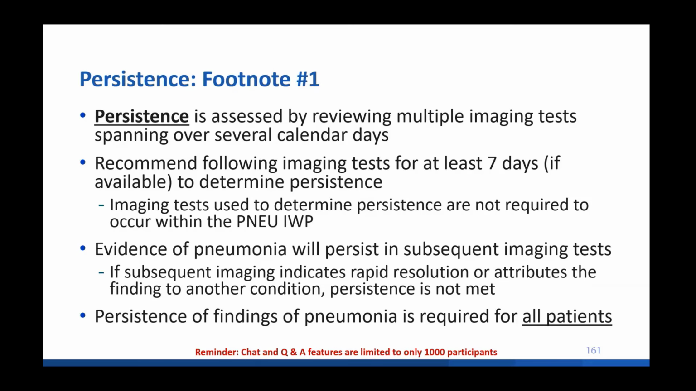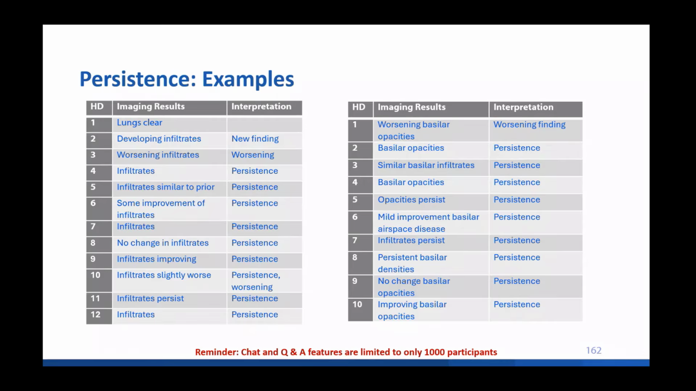And while the imaging tests demonstrating new or progressive findings are required to occur within the pneumonia infection window period, the imaging tests used to determine persistence may occur outside the pneumonia infection window period. Let's look at a couple of examples of persistence.